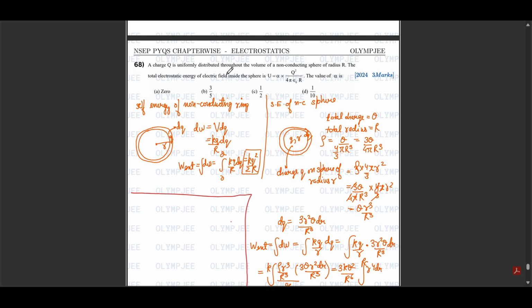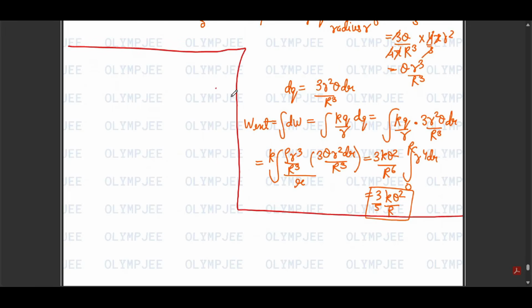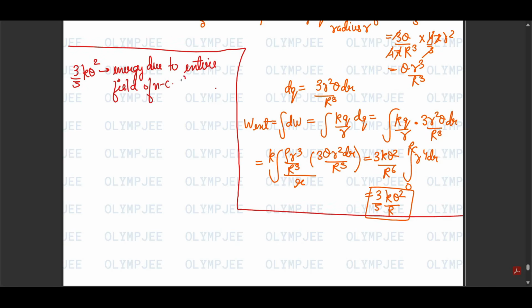So the question is asking for the electrostatic energy of the electric field only inside the solid sphere. So 3 by 5 kq square is the energy due to the entire field of a non-conducting solid sphere, right? Which includes the internal electric field plus the external electric field.